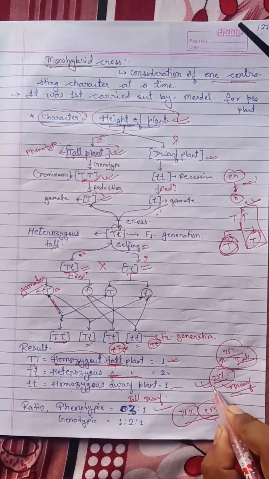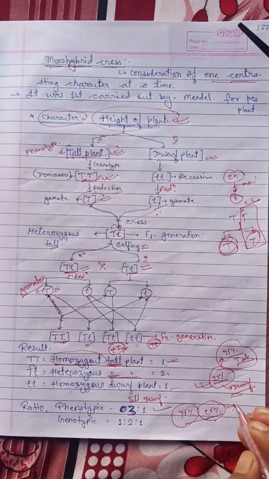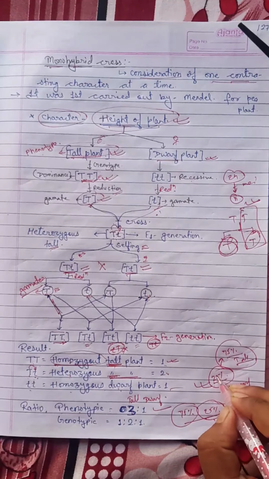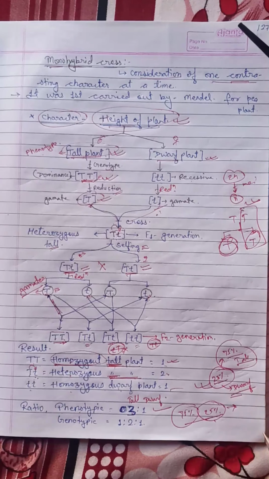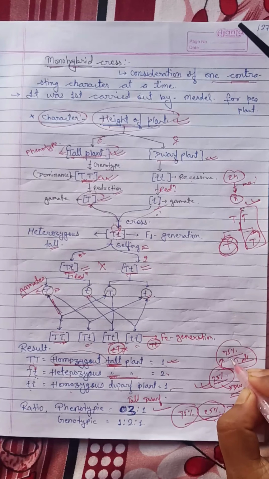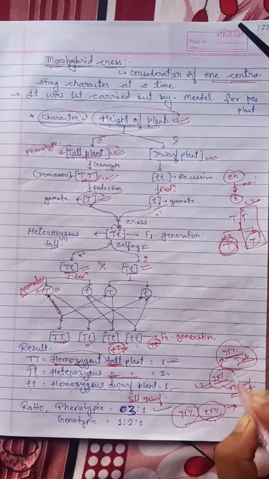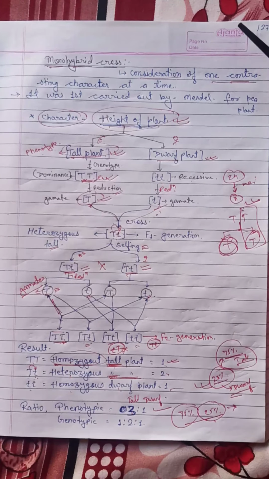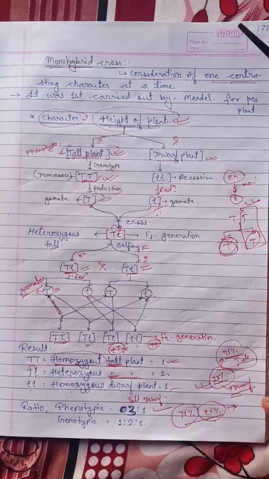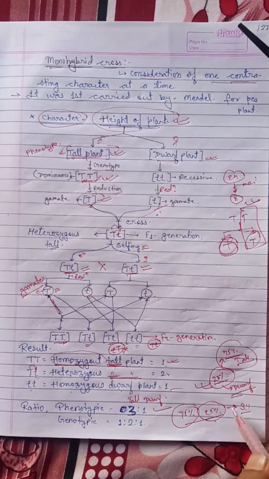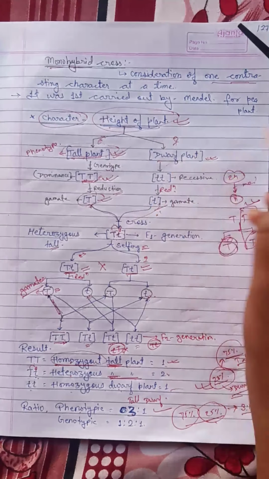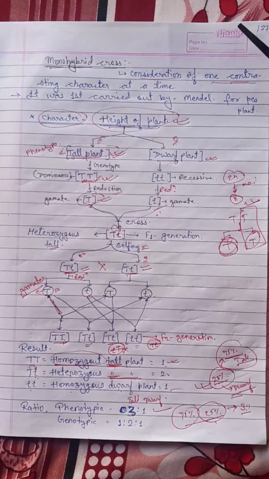This is the hint for your question. If the question asks 25% dwarf, you should remember one related point: that 75% of the plants are tall. You have to understand that point. That means the ratio will be 3:1, and the cross is between homozygous tall and homozygous dwarf parental generation. Is it clear, my dear?